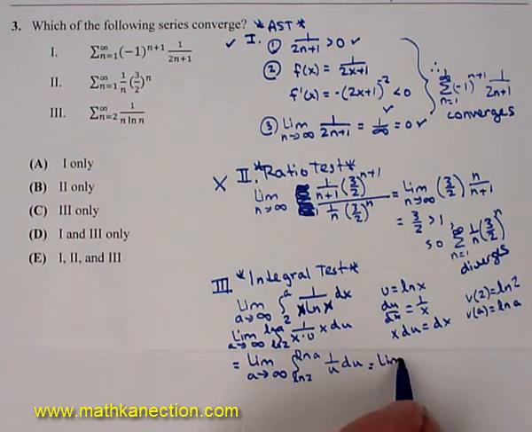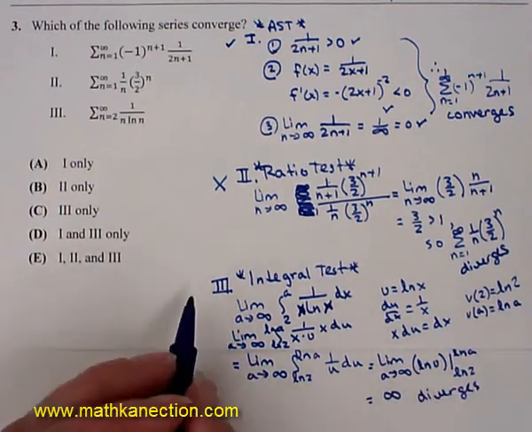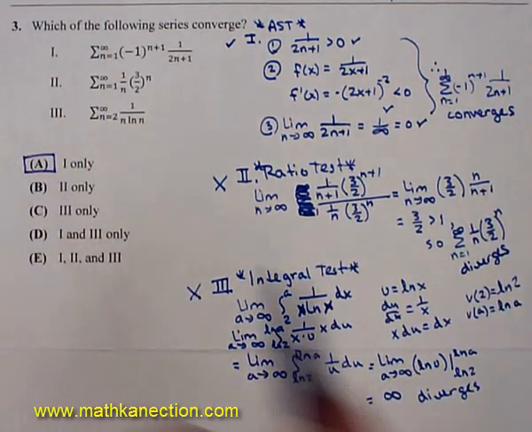That antiderives to get the limit as a approaches infinity of the natural log of the absolute value of u from ln of 2 to ln of a, which then is infinity, so that series diverges. So only letter A is the choice.